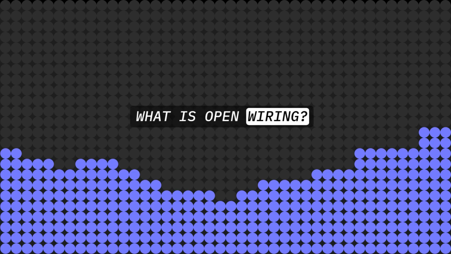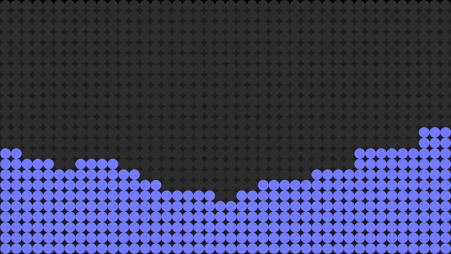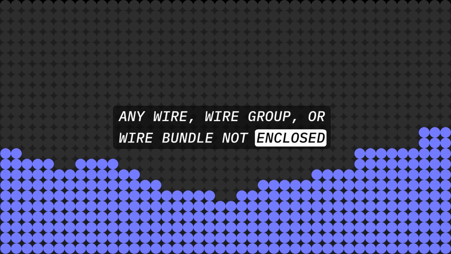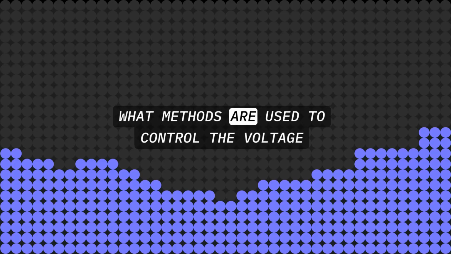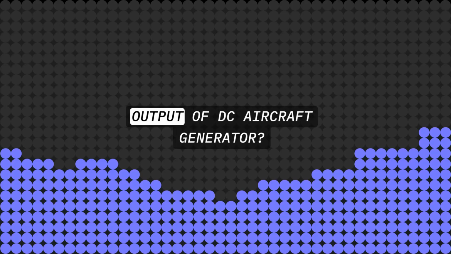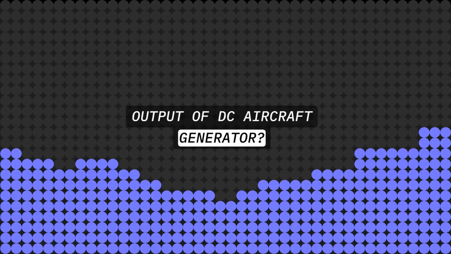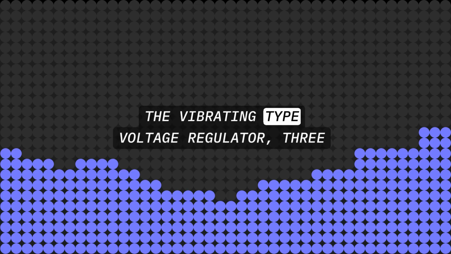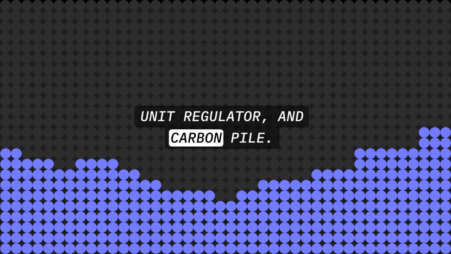What is open wiring? Any wire, wire group, or wire bundle not enclosed in conduit. What methods are used to control the voltage output of DC aircraft generator? The vibrating type voltage regulator, 3-unit regulator, and carbon pile.